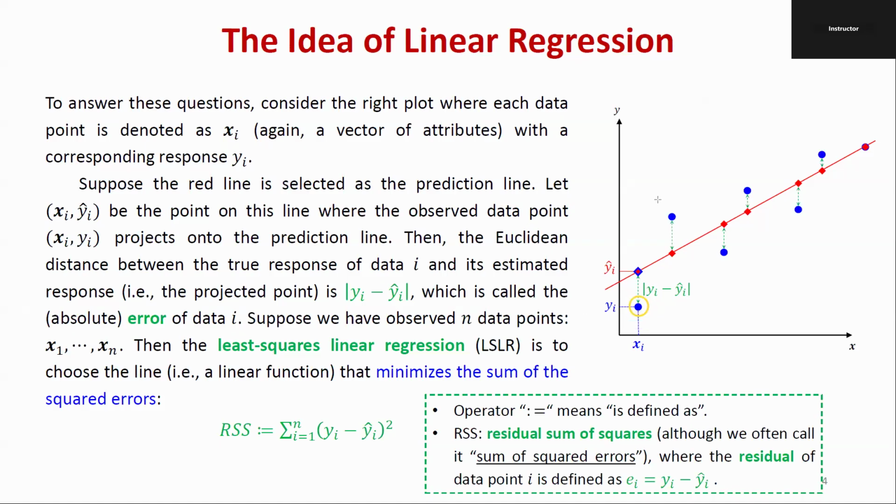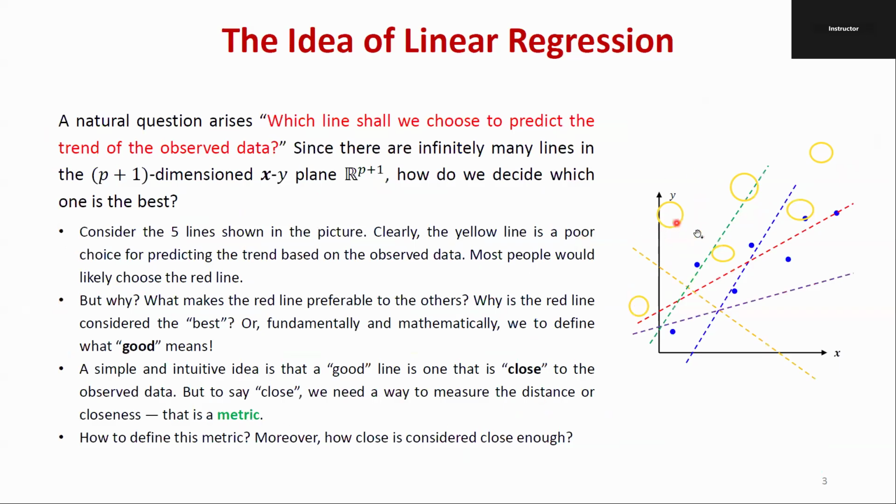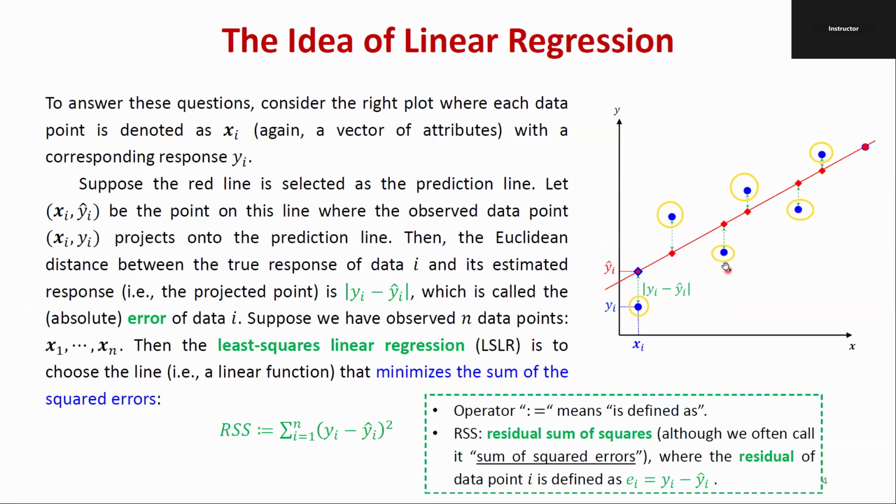So all these are the observed data, okay? And the red line, this line here, I assume this is the line that I want to choose. And then remember before we mentioned, we said we need to define a metric, right? And hence, I assume the red line is the linear function I'm gonna choose.